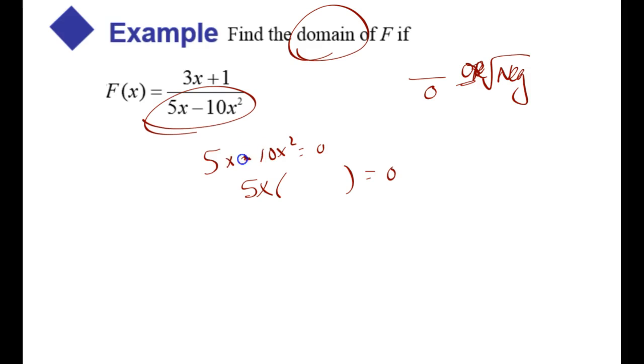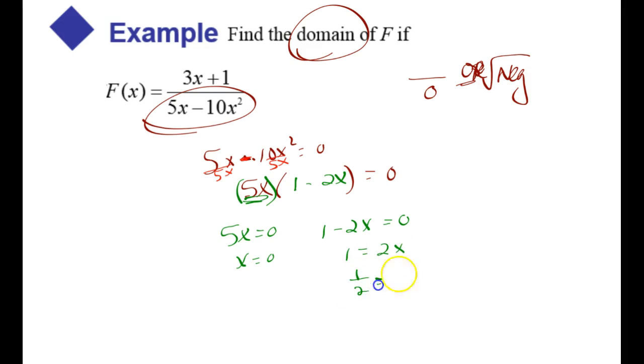So factoring out a 5x literally means I'm going to divide each term by 5x. You don't need to write the red step, but that's kind of what I'm thinking, is divide each term by 5x. And I'm left with 1 minus 2x. So now I'm going to set this term 5x equal to 0, and I'm going to set the 1 minus 2x equal to 0. So every factor gets set equal to 0. So if I divide through by 5, I get x equals 0. And let's add 2x to both sides. 1 equals 2x, or 1/2 is x.